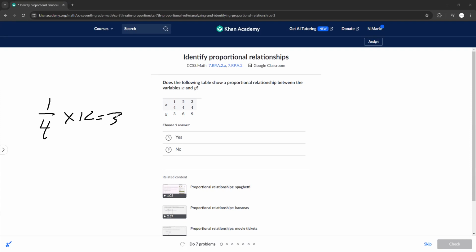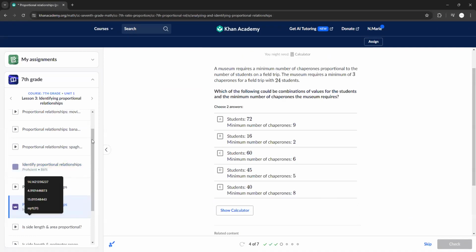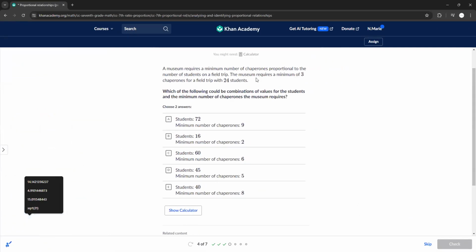Is 2/4 times 12 6? Yes, it is. Is 3/4 times 12 9? Yes, it is. All of these can be multiplied by 12. These are proportional. Proportional relationships. So remember, it has to be consistent.